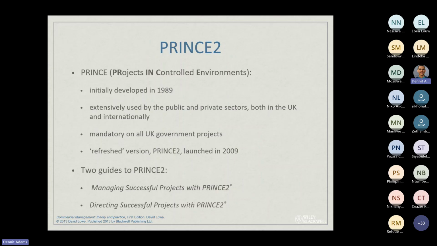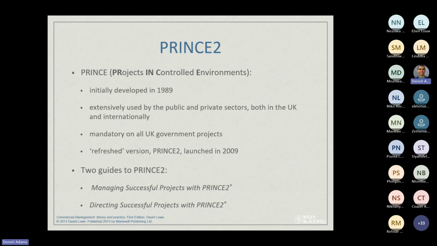So PRINCE. PRINCE 2 stands for Projects in Controlled Environments. So this one was developed initially in 1989. That was PRINCE 1, essentially. But then it got an update in 2009. So this refreshed PRINCE 2 version, and the UK government made this a mandatory control framework for all government projects. So it's like they said, if you want to do business with us, you will have PRINCE implemented in your business or as a project control mechanism, as a framework.